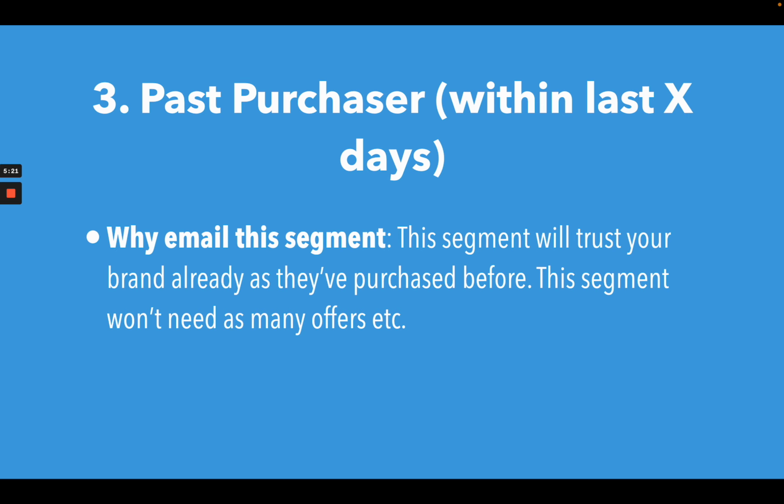So within last X days, so past purchaser within 90 days, within 100 days, 180 days, whichever. Why email this segment? This segment will trust your brand already as they've purchased before, and they won't need as many offers. If you're sending an offer out to your audience, you can maybe exclude this list because they've already bought. You might want to save the offers for people who maybe haven't bought already. And obviously creating this audience allows you to exclude them as well, which is quite handy.